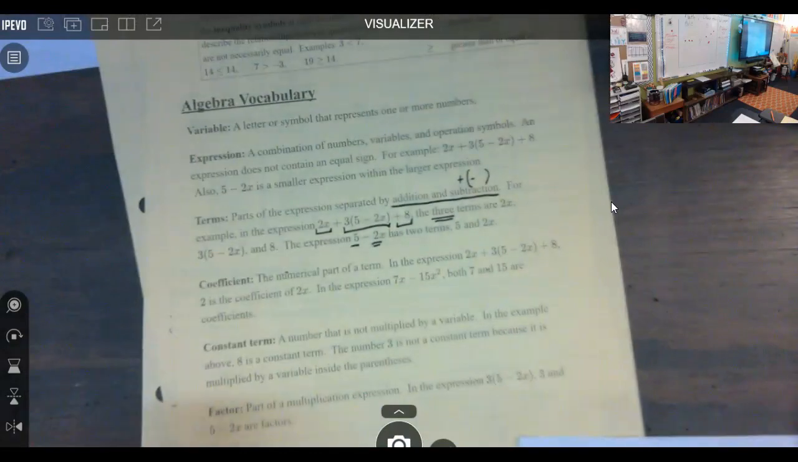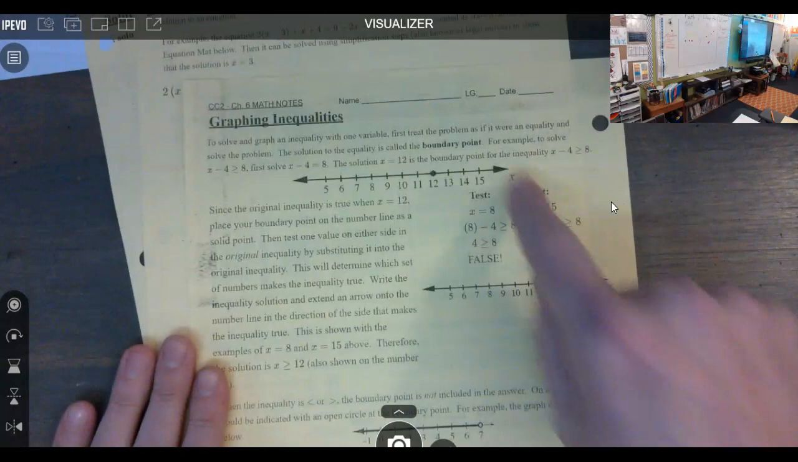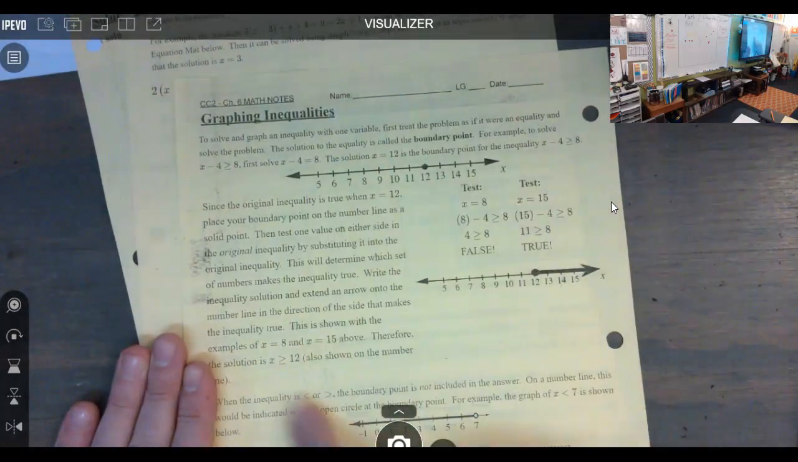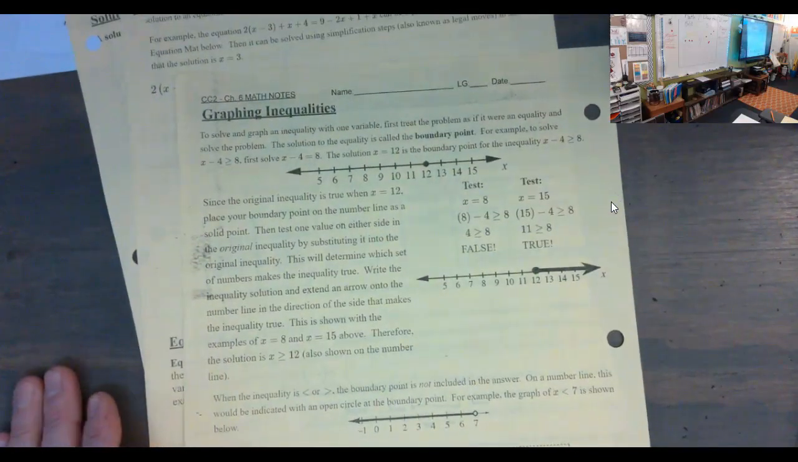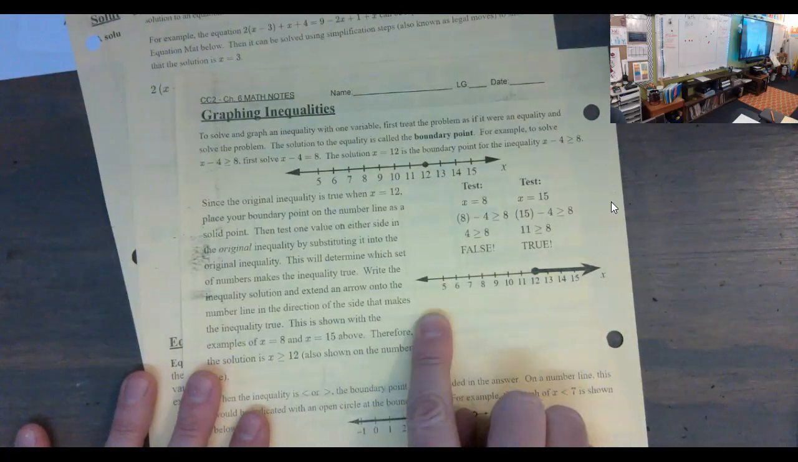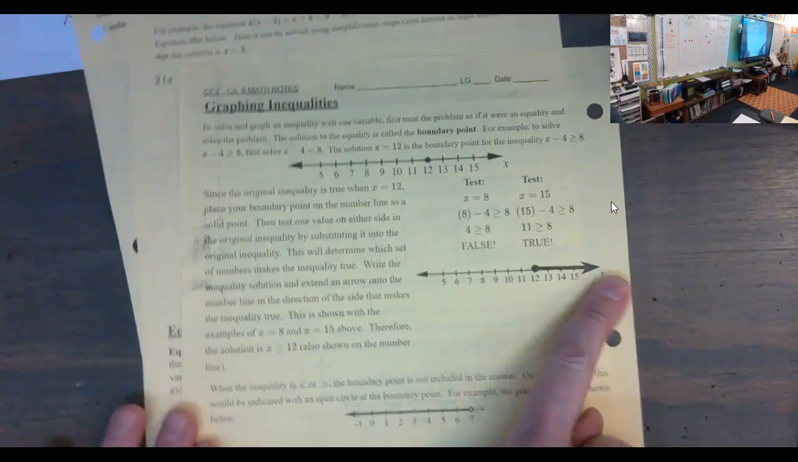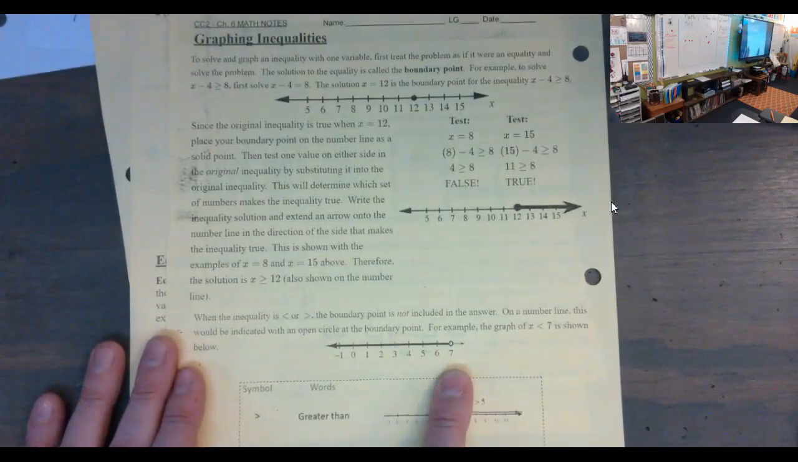Flip to the back of that front page of math notes. Sorry, the back of it. This is what we're doing today. We're going to be graphing inequalities. When on your homework it asks you about a boundary point, it's in your math notes. The boundary point is the point that gives us a boundary. Wow, it's crazy. So here 12 is our boundary point because it gives us a boundary and then we go up. Down here, 7 is our boundary point, but actually 7 does not get included. That's why this circle's open.